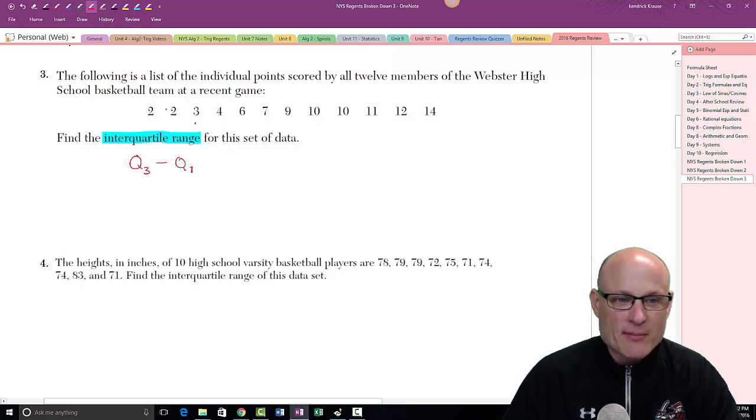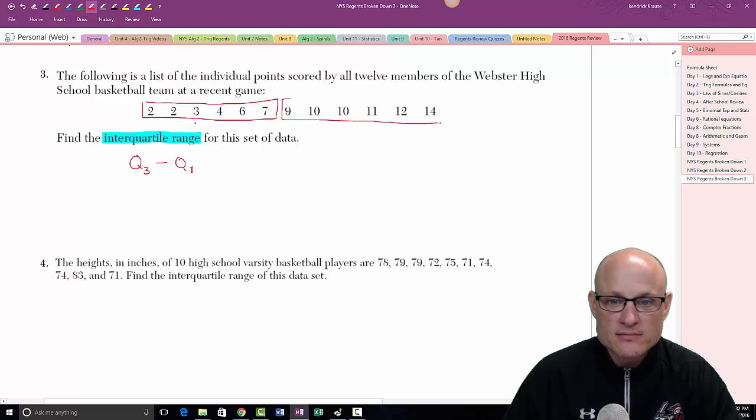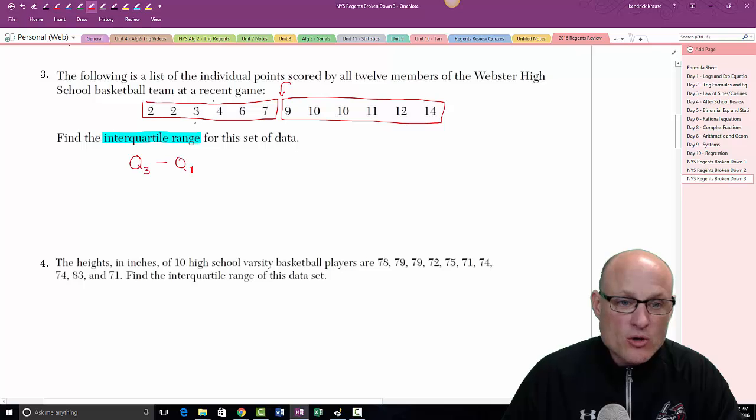Well, I could find them by just breaking them up into groups of, oh wait, there's 12. Groups of 6. And groups of 6. And so the median, just in case you were wondering, would be 8, but we don't have a median. But quartile 1 is the median of this lower half, so quartile 1 is 3.5. Quartile 3 is the median of the upper half, which is 10.5. So our answer is 7.